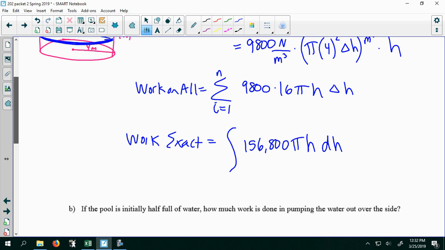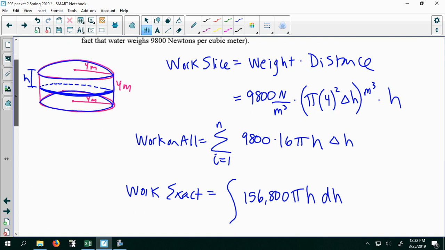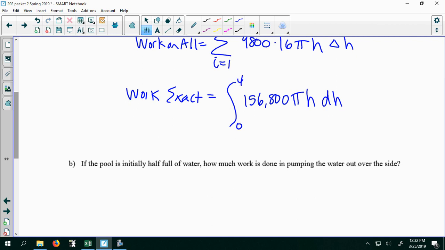And then I have to think about the bounds of integration. So h is my variable that's changing. It's representing the distance that the water needs to move. So because this pool is full, the slice at the very, very top doesn't need to move at all. And the slice at the very, very bottom has to move all 4 meters to get pumped out. So I am going to integrate from 0 to 4. This is pretty straightforward to do by hand, or you can put it into a calculator, and you get 3,940,813.8 joules.